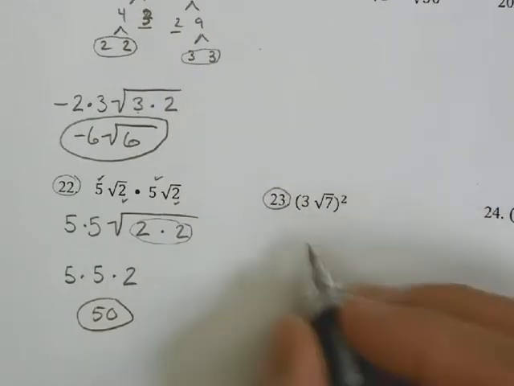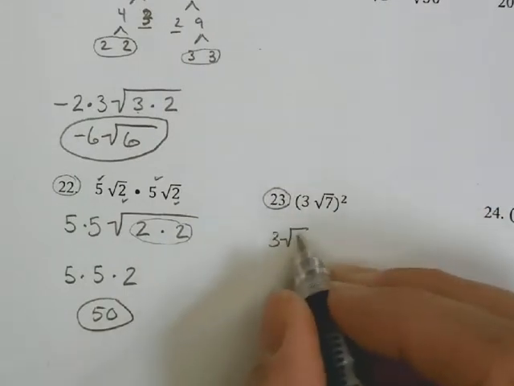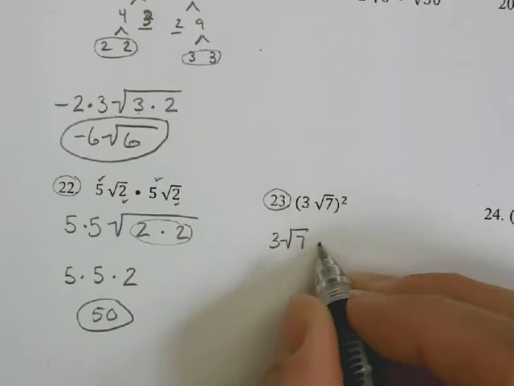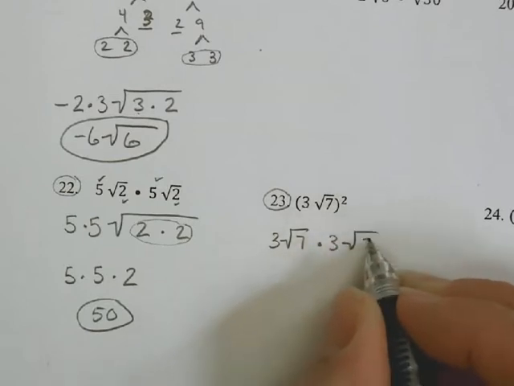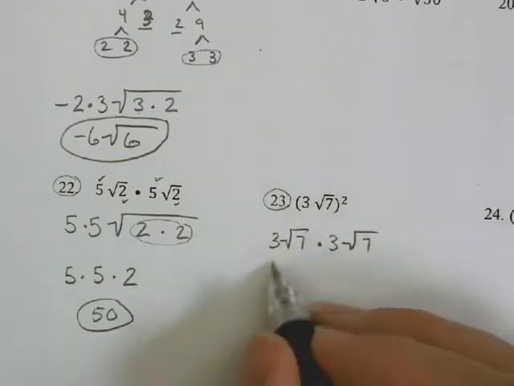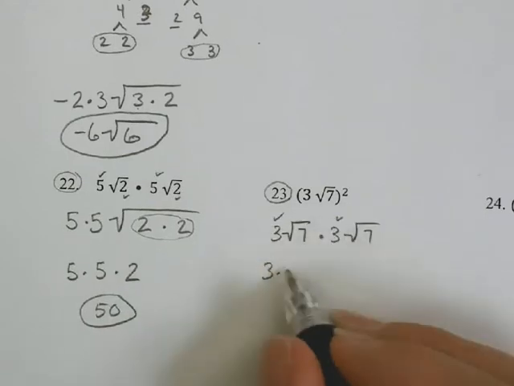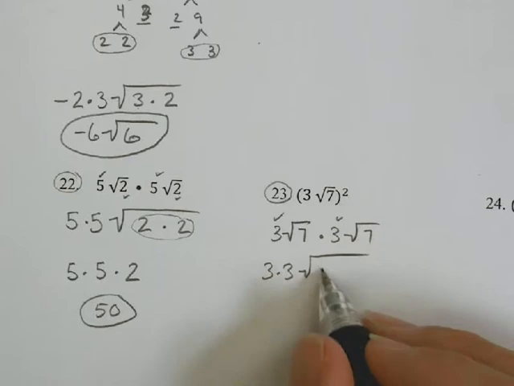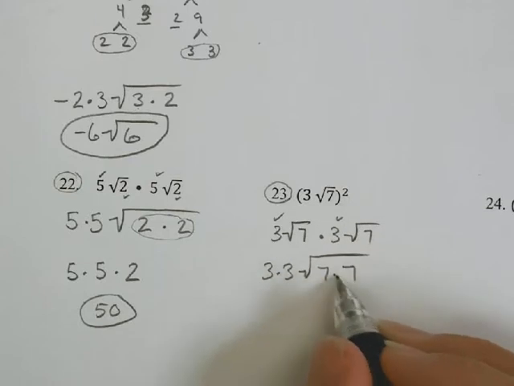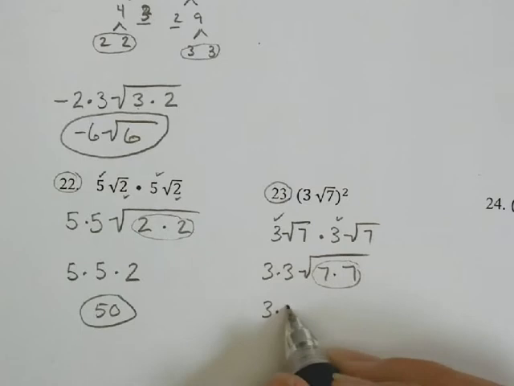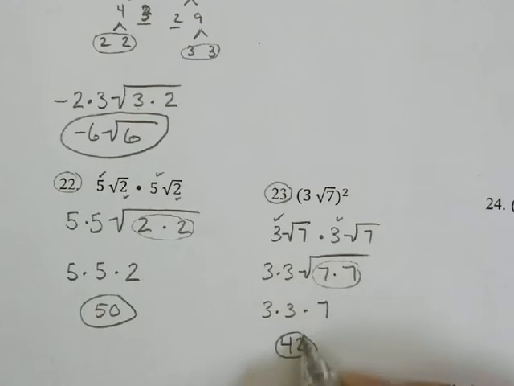And number 23, it's the same idea except it says that it's squared, which just means write it again like this. 3 root 7 times 3 root 7. And in that case here, just like before, we'll have a 3 on the outside. We have another 3 on the outside. And with the radical, I have a 7 times a 7. And again, they partner up together, so no problem. They can now go play on the outside. So 3 times 3 times 7 is going to be 63.